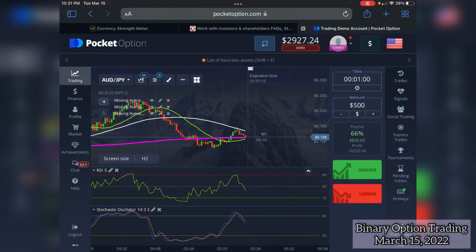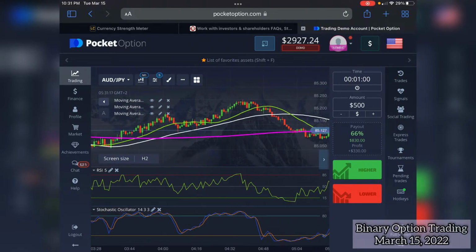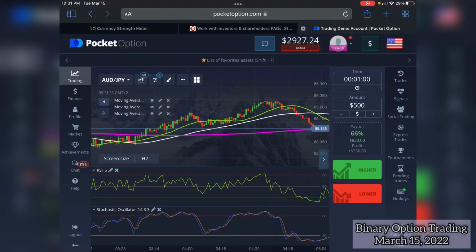Basically, I want to pay attention to what trend we are in. As you see, the white and green line passed the 200, so you're in an uptrend, and you want to be looking for buys. For the stochastic, once it goes down and crosses back up from right here, you want to be buying.